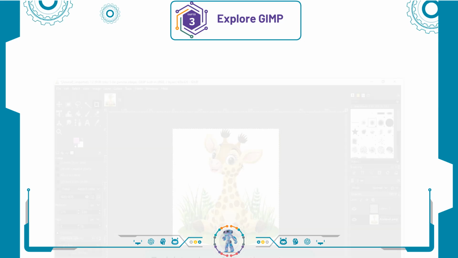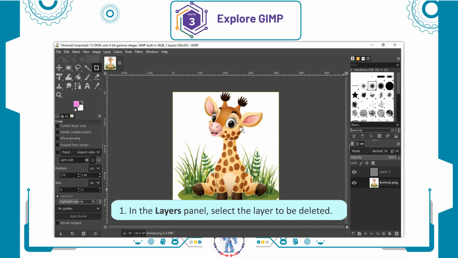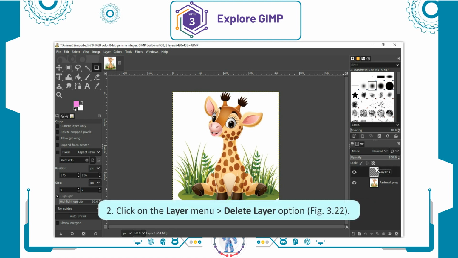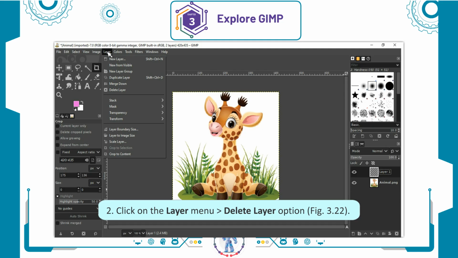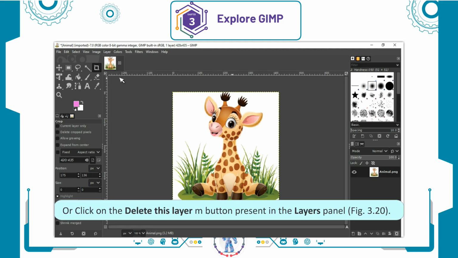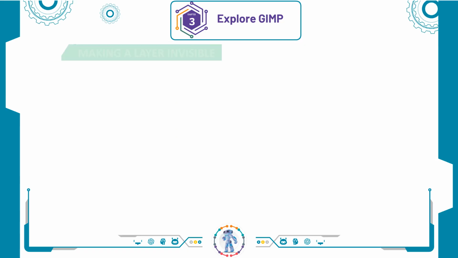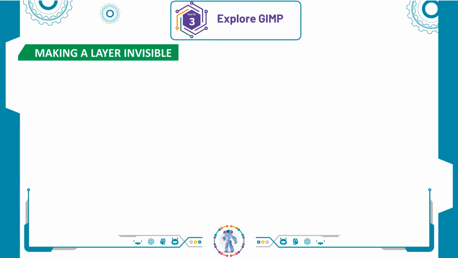Deleting a layer. To delete a layer, follow these steps. 1. In the Layers panel, select the layer to be deleted. 2. Click on the Layer menu. Delete Layer option, Fig 3.22. Or click on the Delete this layer button present in the Layers panel, Fig 3.20. The selected layer will be deleted.